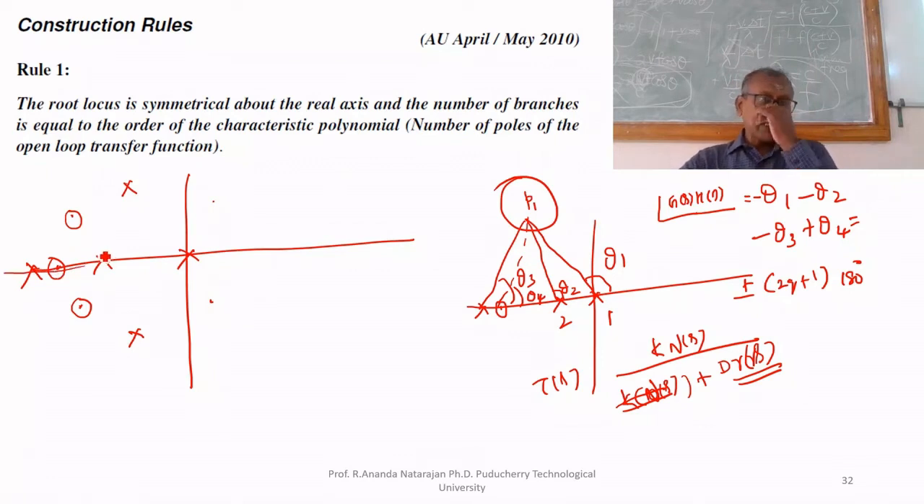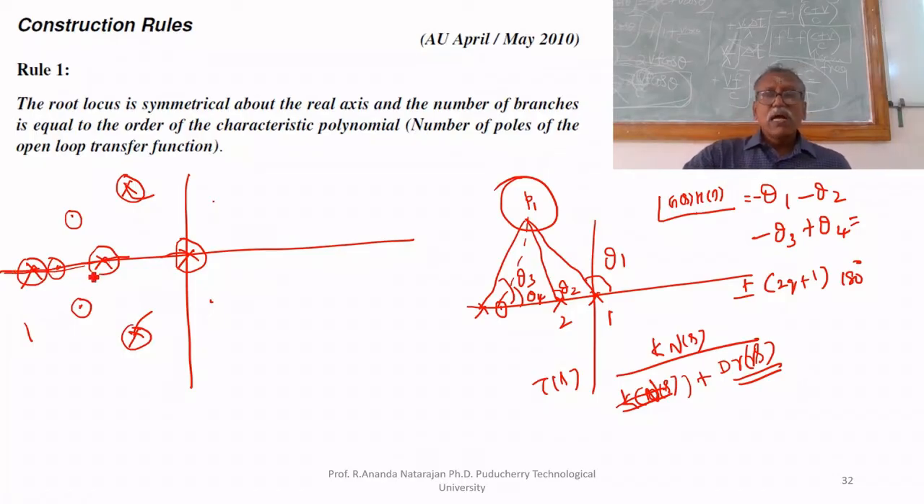How many branches will be there? When k equal to 0, the P1 pole starts here. When k equal to 0, P2 pole starts here. When k equal to 0, P3 pole starts here. When k equal to 0, P4, P5 start here. If you increase k, this pole will move. This pole also will move, and this also will move. So it is moving.